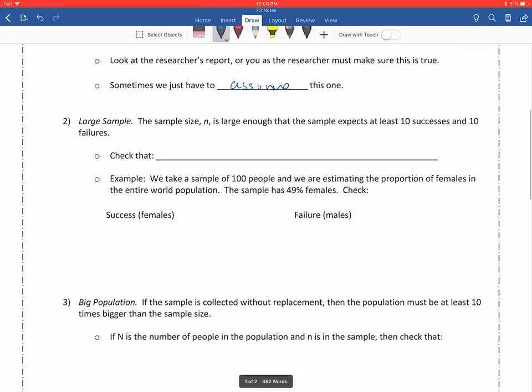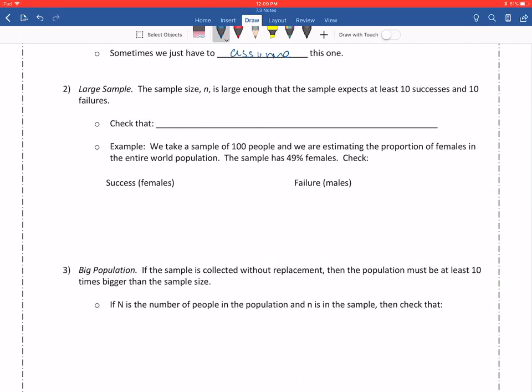The second condition here is that we need a large sample. The sample size n has to be large enough that you expect at least 10 successes and at least 10 failures. So you have to have a big enough sample that you expect 10 of each way. Mathematically, what we're checking is that np is greater than or equal to 10, and that n(1 minus p) is greater than or equal to 10.